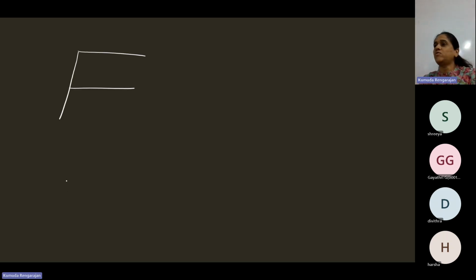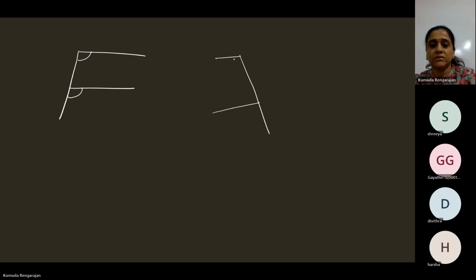Now corresponding angles. Corresponding angles are like when you rotate F. Alternate angles is rotating Z. When you rotate Z, you get different shapes, and there we find alternate interior angles. Now corresponding angles is an F formation like this. You rotate this F. So here and here are the corresponding angles.